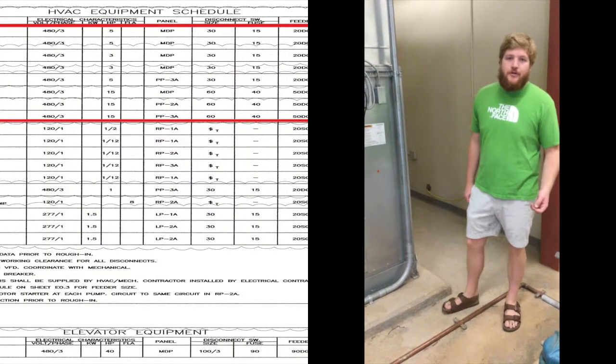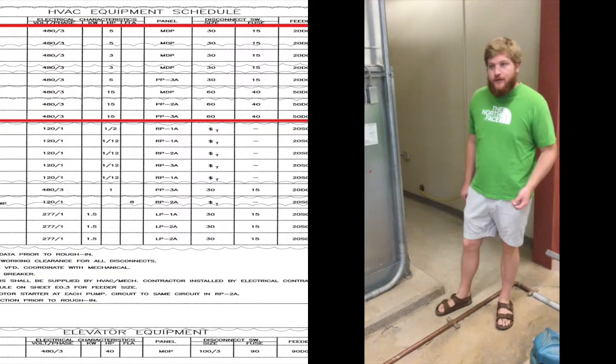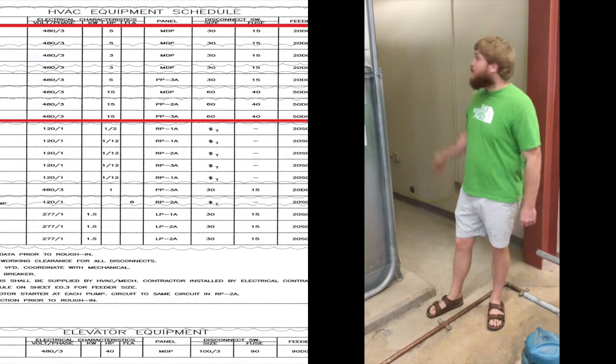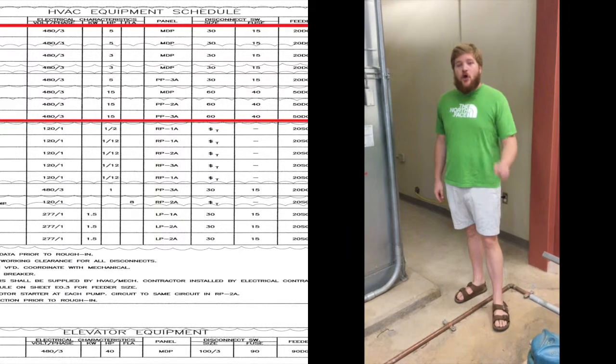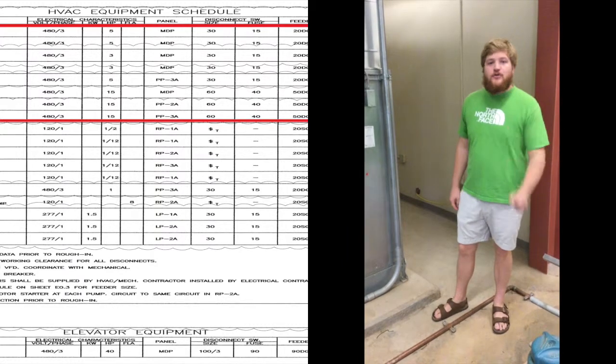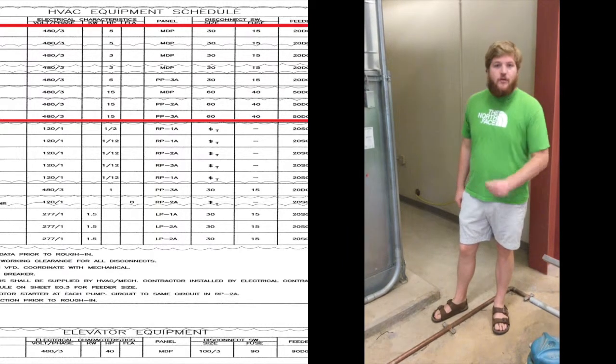B is going to be the conduit. Once you have anything to hang conduit from, you want to start bringing the conduit from the electrical room into this room. The reason for that is so that when all the equipment is in place, all you have to do is pull the wire through the conduit and hook up the equipment.